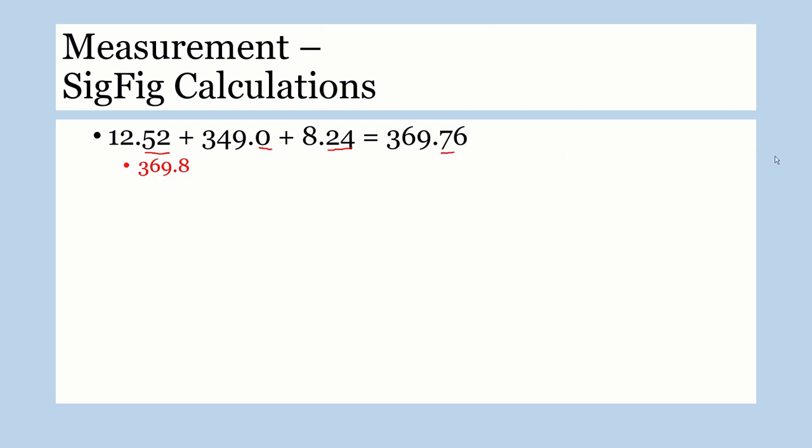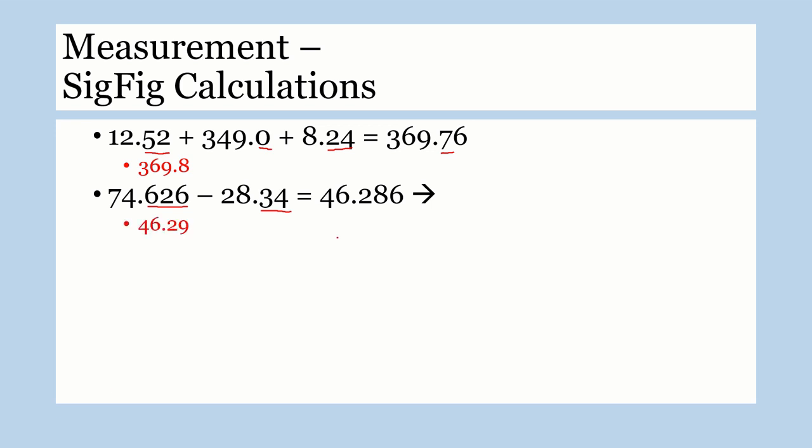So our next one is a subtraction problem. So we have 74.626 minus 28.34. So here we have the answer that we get in our calculator. So you round to least number of decimal places. This has 3, this has 2. Your final answer only has 2. So your final answer is going to be 46.29. So we go into that position, that rounds up. That's how we get the 9 there.